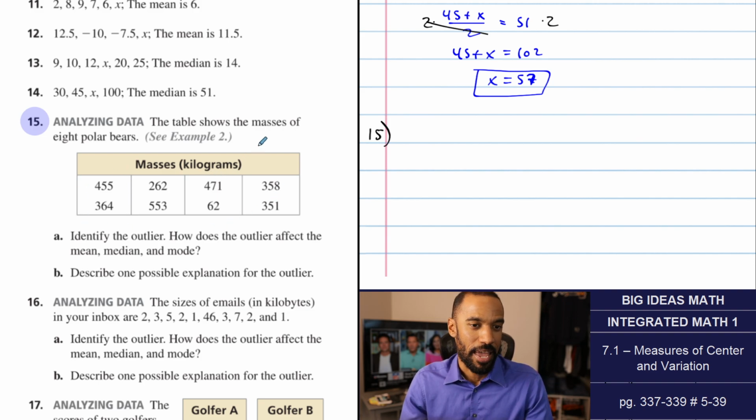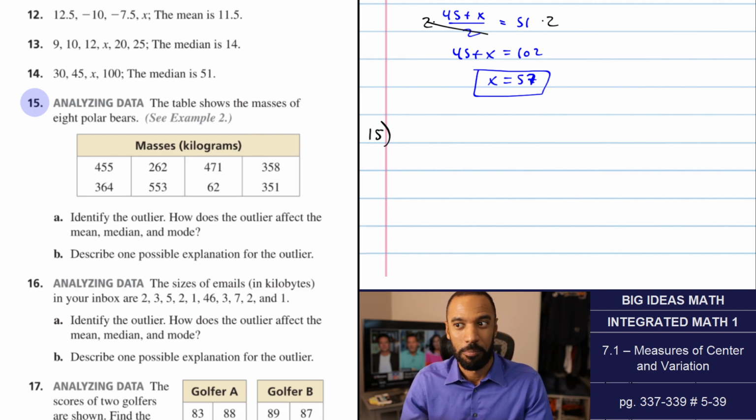So these numbers freak me out just by looking at them. Those are big. Even if they were in pounds, that's freaky. And I don't even know if kilograms are more than pounds or not. Identify the outlier. How does the outlier affect the mean, median, and mode?